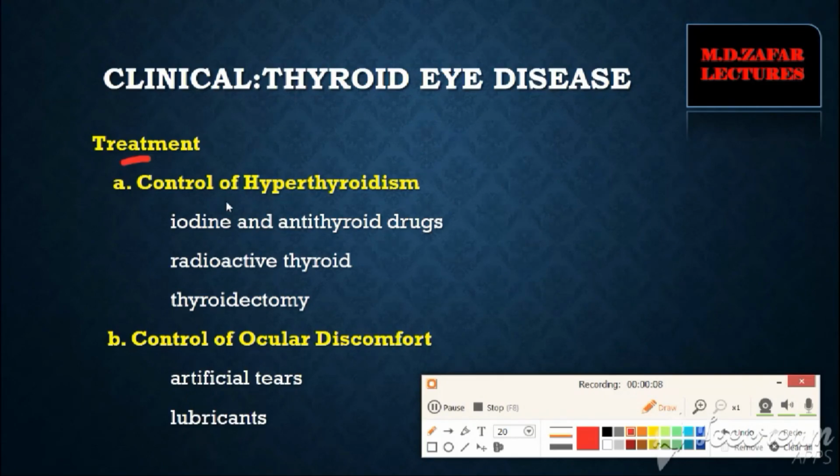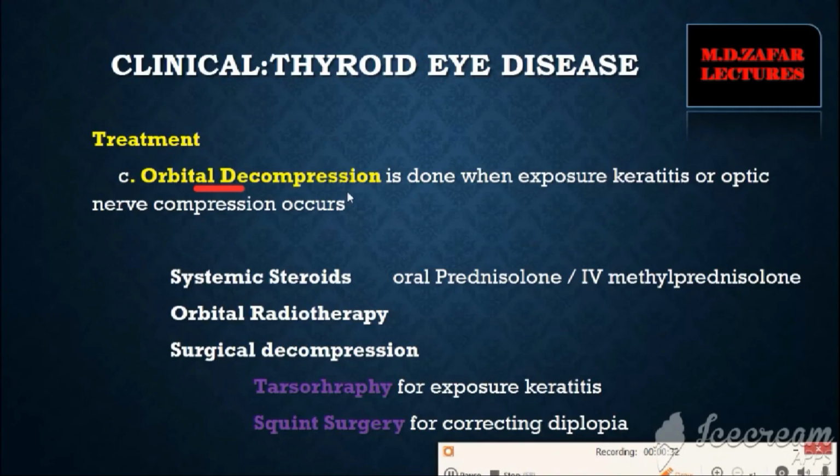We have to control hyperthyroidism. For that, we will be using iodine and antithyroid drugs, radioactive thyroid, and even thyroidectomy. For the control of ocular discomfort, we have artificial tears and lubricants. Now, orbital decompression will be required when exposure keratitis or optic nerve compression has occurred, and it is done by means of systemic steroids, which include oral prednisolone and IV methylprednisolone.